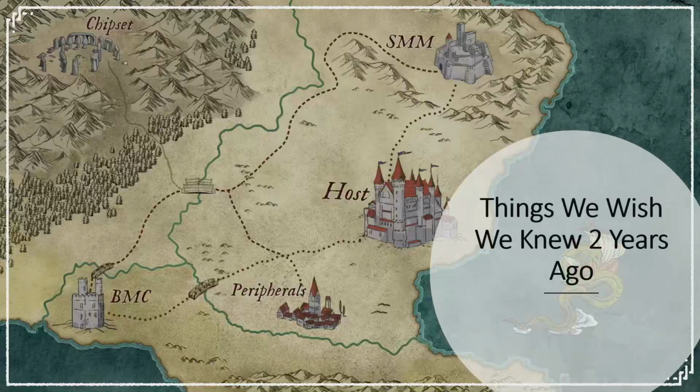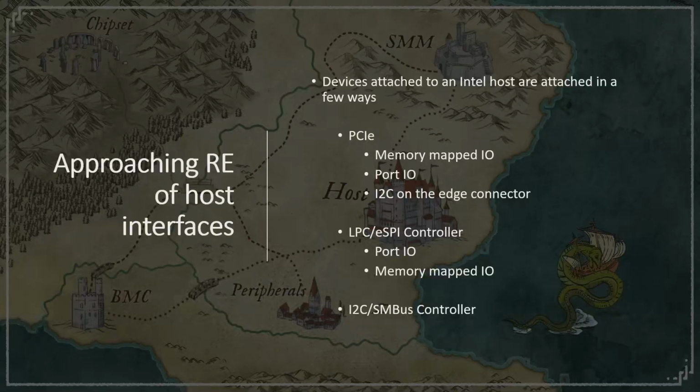Like I said, things we wish we knew 2 years ago. First, you hear all these things, and if you've been doing software development or security long enough, you may have touched upon them. But the main ways in which you're going to talk to these other components from the host are going to be memory mapped I/O, port I/O, or through a controller, through the I2C or through LPC, which is also going to be port I/O. So these are the main interfaces that we need to monitor if we want to reverse engineer any of the systems that we're trying to assess.